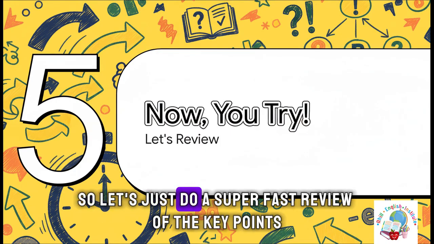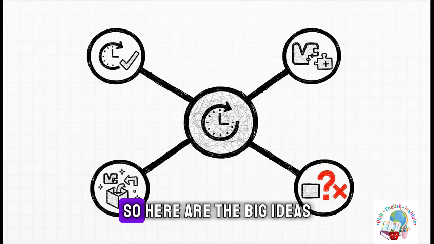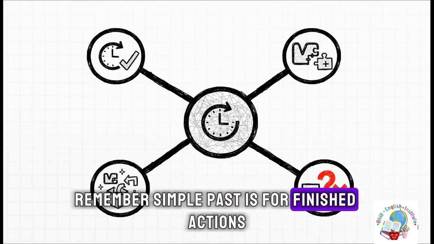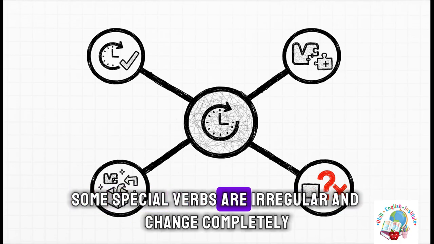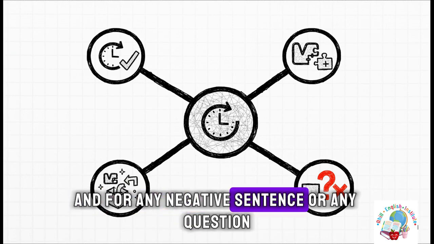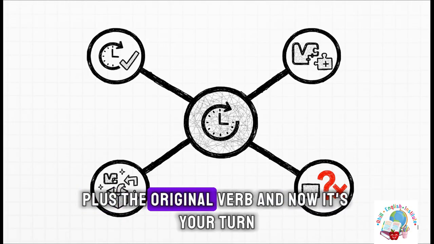So let's just do a super fast review of the key points you need to remember. Okay, so here are the big ideas. Remember, simple past is for finished actions. For most verbs, just add ed. Some special verbs are irregular and change completely, you just have to learn them. And for any negative sentence or any question, who's our best friend? Did and didn't plus the original verb.